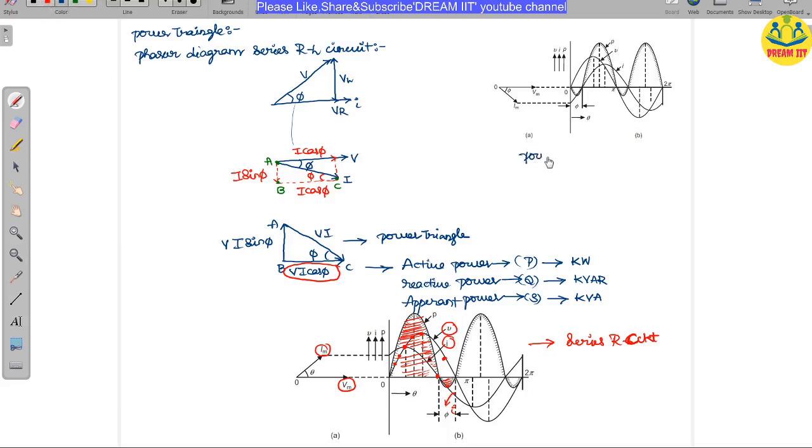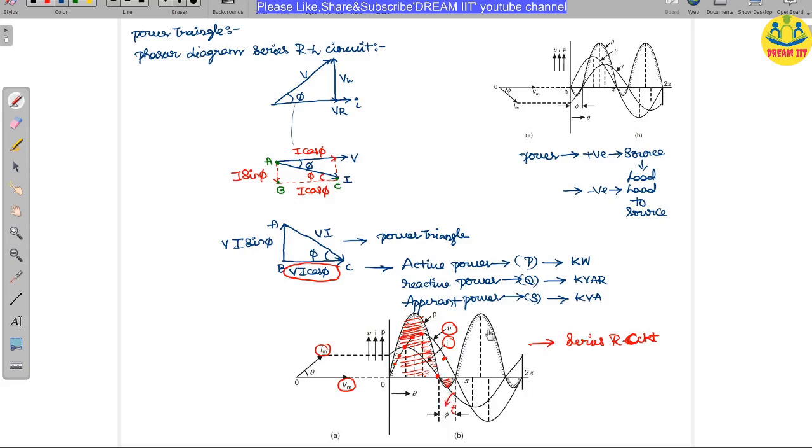You have to remember this sign. Power is positive means it is flowing from source to load. If the power is negative, it is flowing from load to source. So during one quarter cycle the power is positive, that means it is flowing from source to load. But during the negative quarter cycle, the power is flowing from load to source.